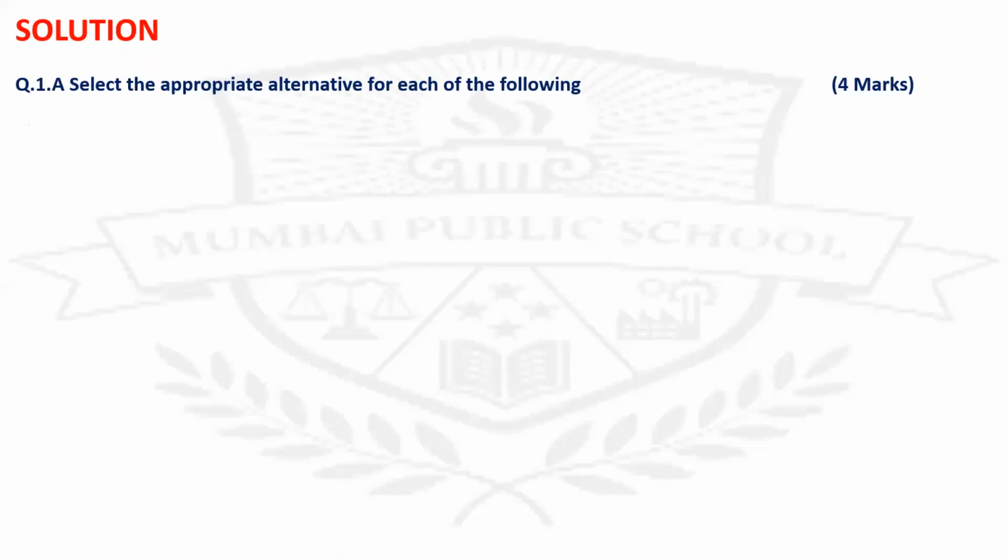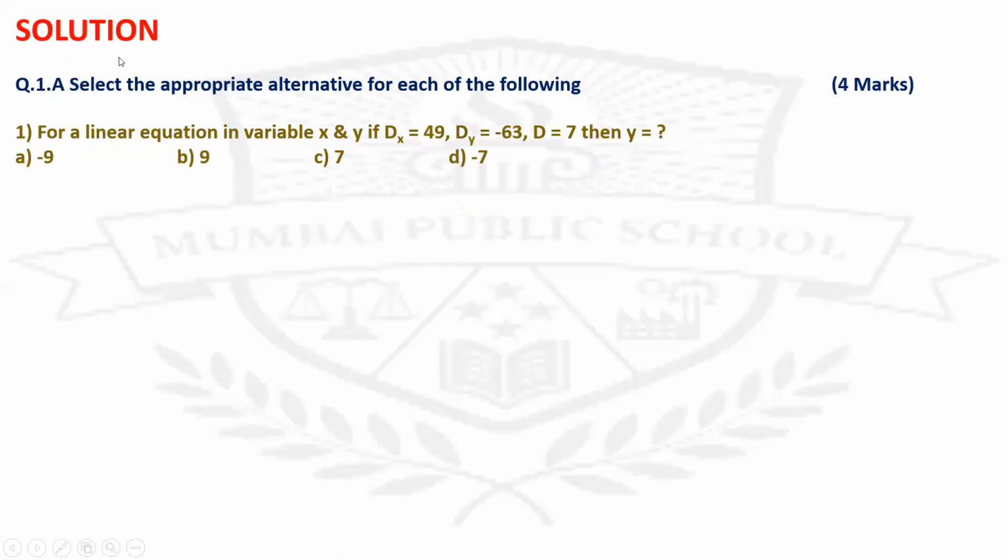Question number 1A, select the appropriate alternative for each of the following. Now, this is a 4-mark question. Simple questions. You need not lose 4 marks in this. Check. Question number 1. For a linear equation in variables x and y, if Dx equals 49, Dy equals minus 63, D equals 7, then you have to find the value of y.